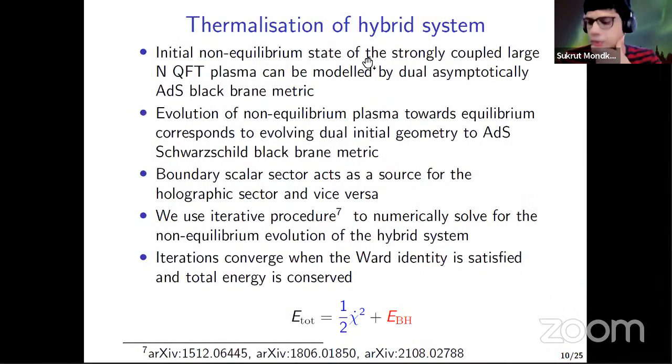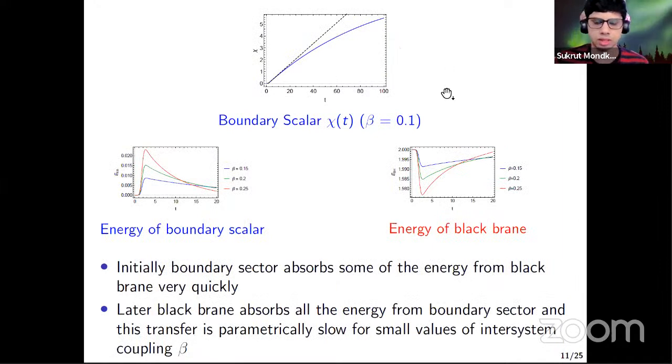So far, everything I talked about was only at the linear level. So now I will describe the results of the nonlinear simulation. We start with an initial state of this hybrid system and study its time evolution. I will skip the details of the calculation and only show the results.